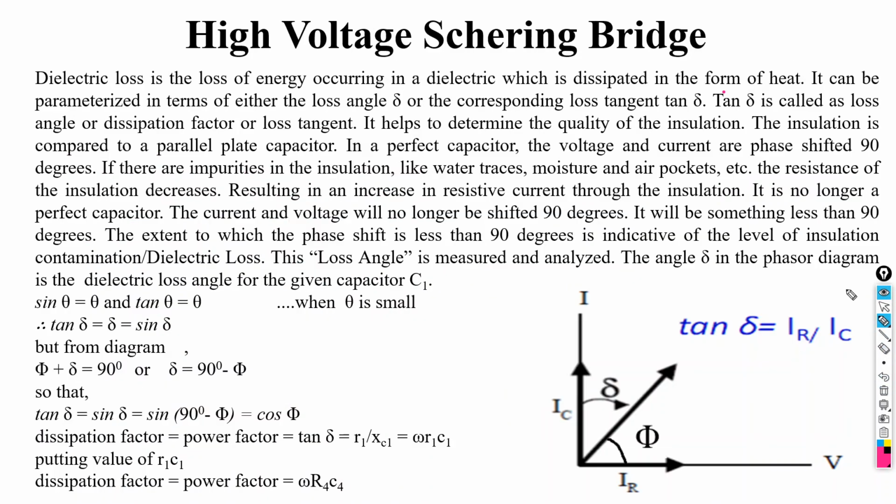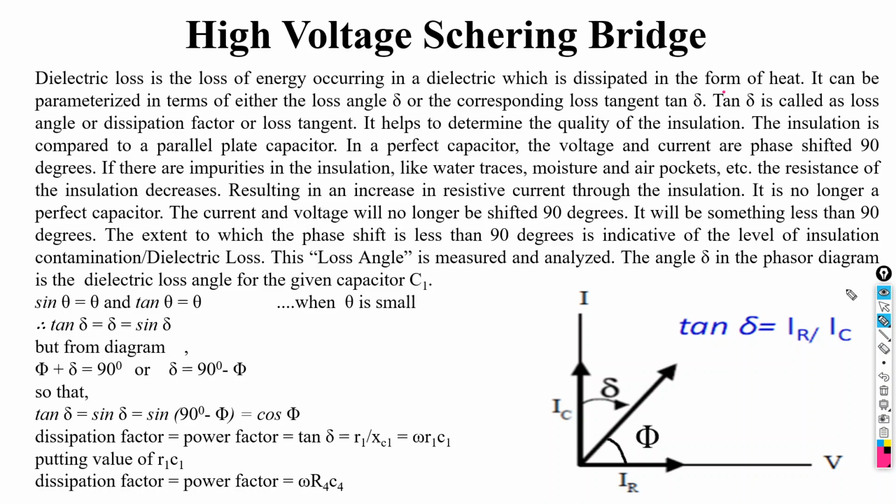So we'll see what is dielectric loss. Dielectric loss is the loss of energy occurring in a dielectric which is dissipated in the form of heat. It can be parameterized in terms of either the loss angle delta or the corresponding loss tangent, tan delta. Tan delta is called the loss angle or dissipation factor or loss tangent.